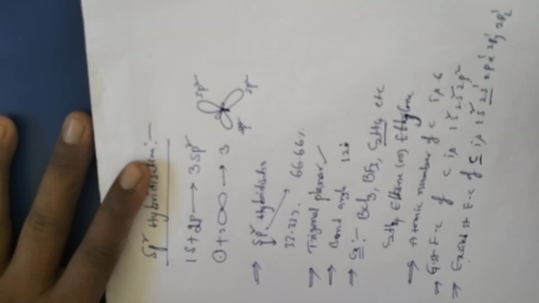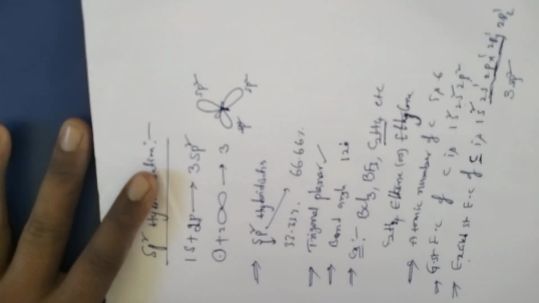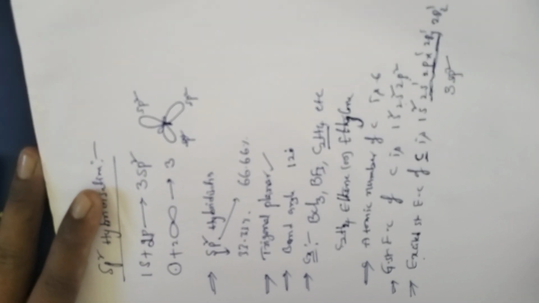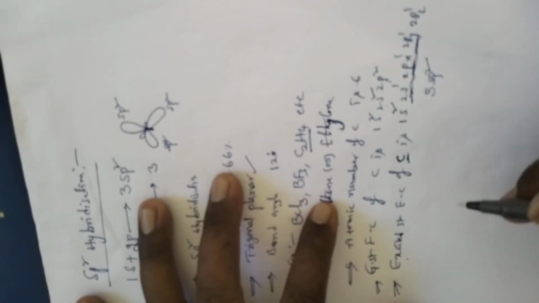Here, one 2s orbital, one 2px orbital, and one 2py orbital, these 3 different atomic orbitals of the same element can intermix or combine to give 3 new sp2 orbitals. Okay, what is the shape of sp2 hybridization? Trigonal planar. This is the trigonal planar shape.